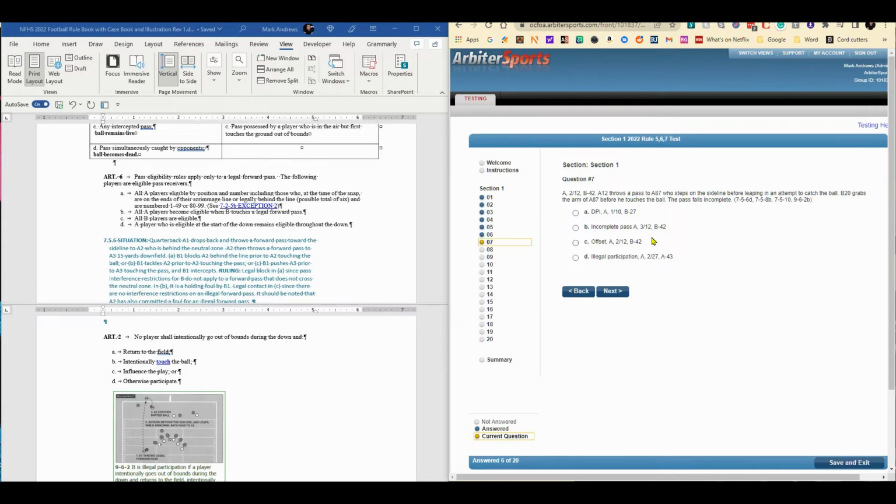Here we go. A, 2nd and 12 at the B42. A12 throws a pass to A87, who steps on the sideline before leaping in an attempt to catch the ball. B20 grabs the arm of A87 before he touches the ball. The pass falls incomplete.